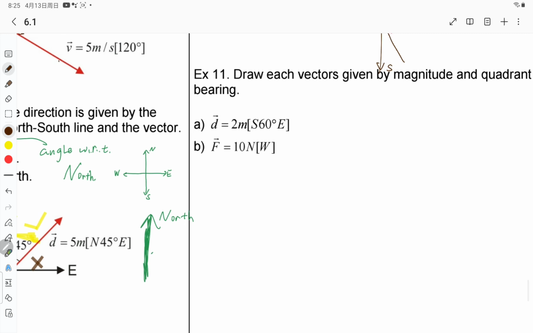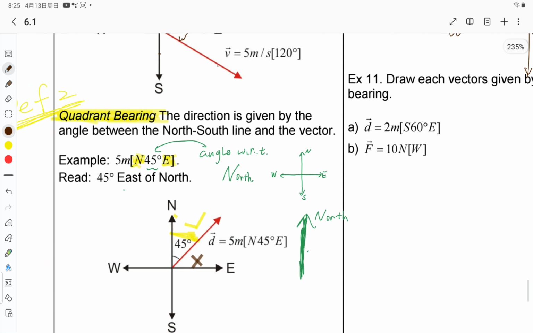Okay. All right. So, okay. So I made a mistake here. The direction is given by the angle between the north-south line and the vector. Yeah. So for quadrant bearing, I made a mistake. So the quadrant bearing can actually change. The north-south line can also be a reference, the north line can be a reference, and the south line can also be a reference. Okay.